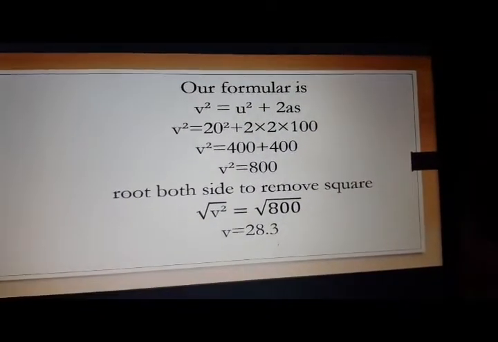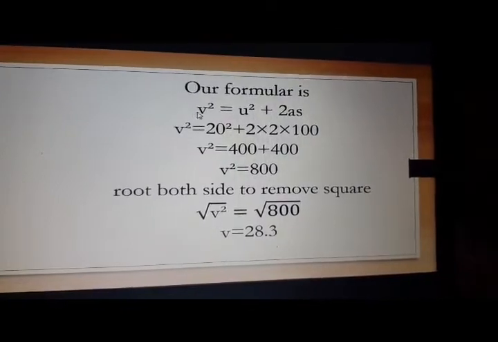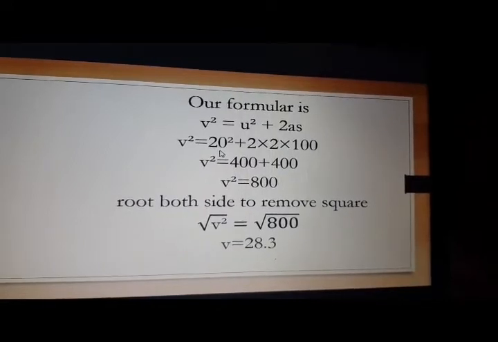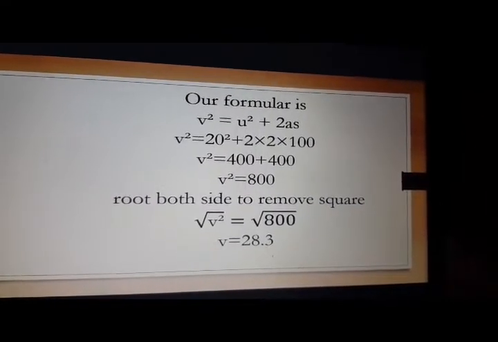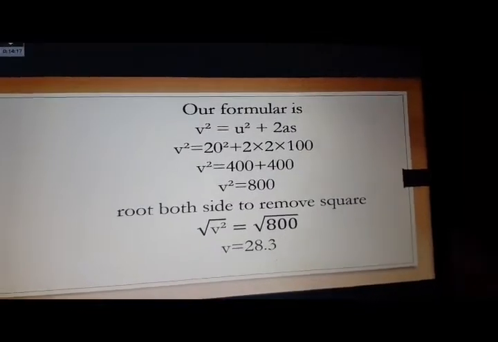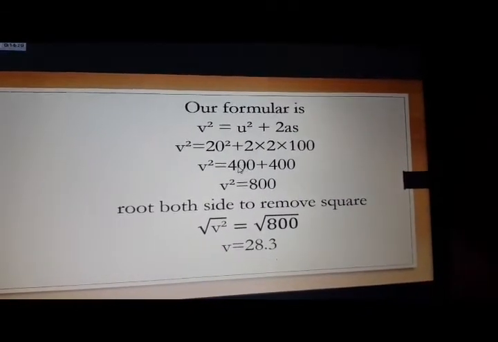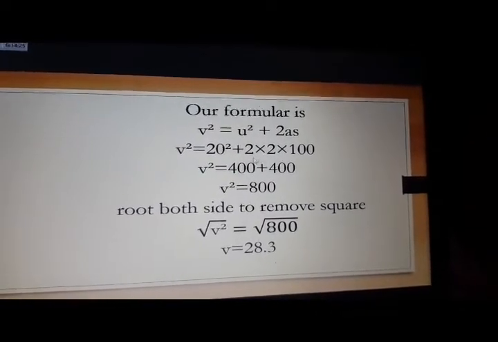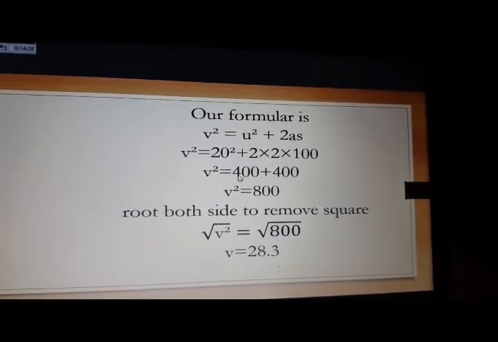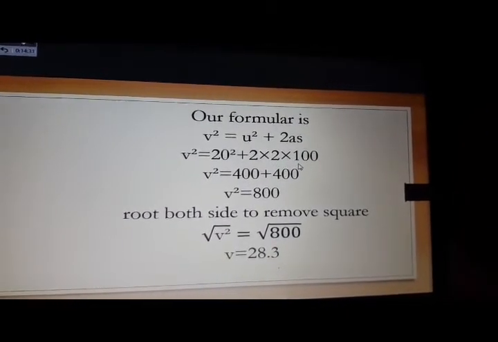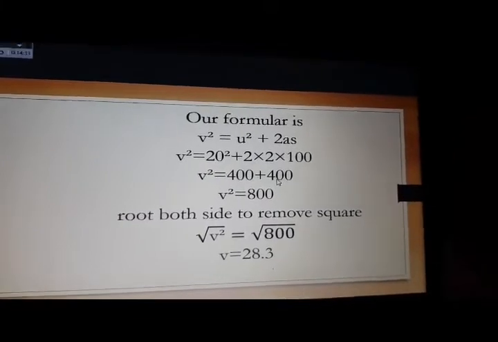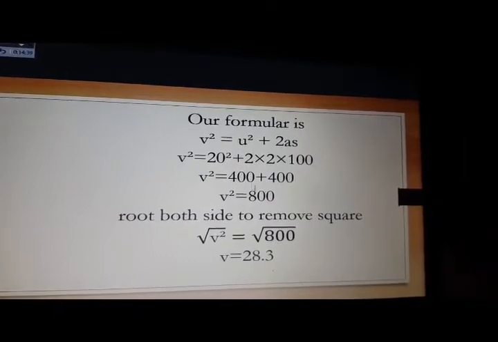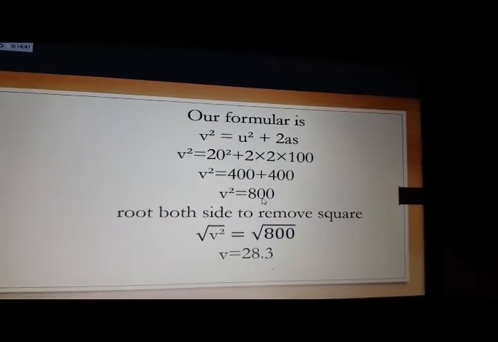So class, this is the formula that we are using for finding our final velocity. As you can see, we have our data. This is our initial velocity, this is our displacement or distance, and this is our acceleration. So we can just insert our values and start multiplying. 20 squared will give us 400, and 2 times 100 will give us 400 still. When we add 400 plus 400, it will give us 800. So our V squared is equal to 800.